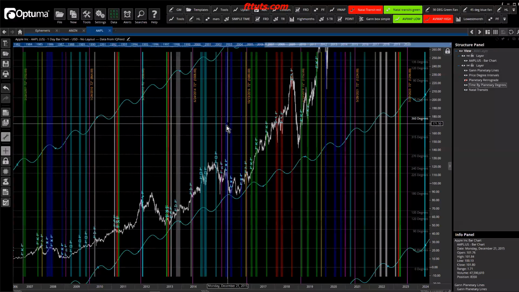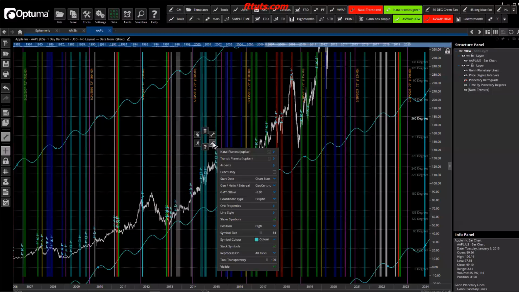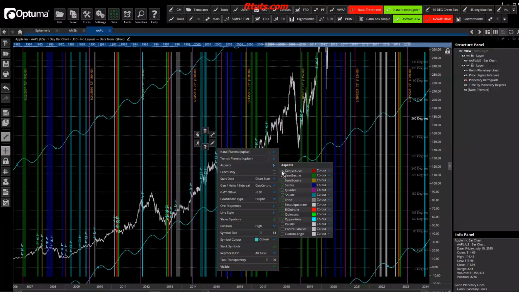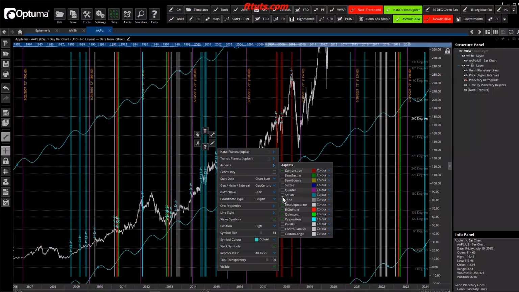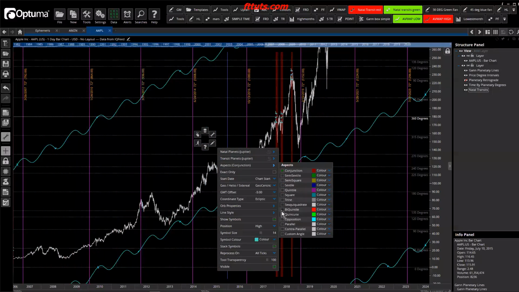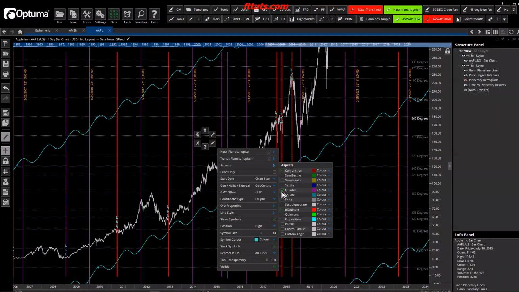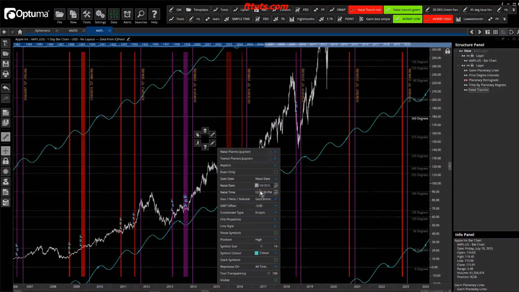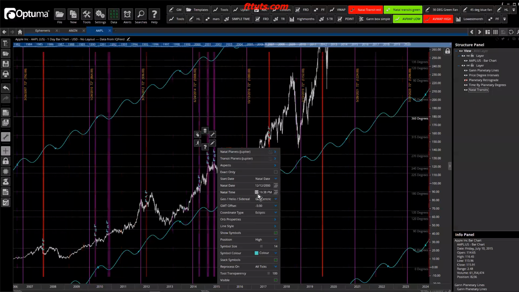Throw it down. Now my chart by default shows me the entire Jupiter cycle. We don't need all that. I just want the conjunction. I could see the biquintile and quintile, okay? And I want to see it starting natal date 12/12/1980. Same time, 9:30 a.m. Doesn't matter at this point.